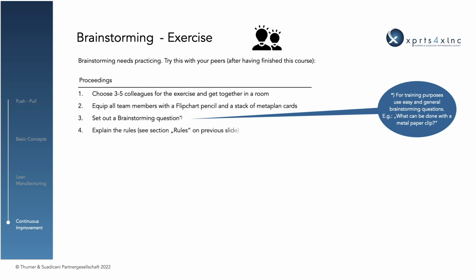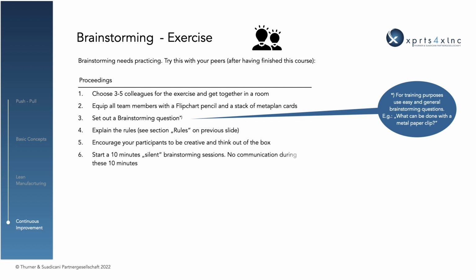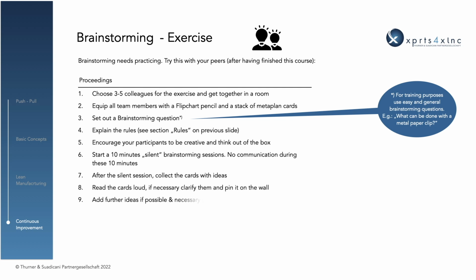Explain the rules. Encourage your participants to be creative and think out of the box. Start a 10-minute silent brainstorming session. No communication during these 10 minutes. After the silent session, collect the cards with ideas. Read the cards loud. If necessary, clarify them and pin them on the wall. Add further ideas if possible and necessary. Structure the collected ideas in groups. Formulate headings or key statements for the groups.